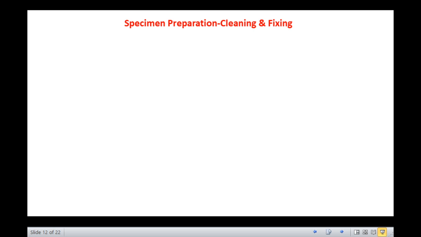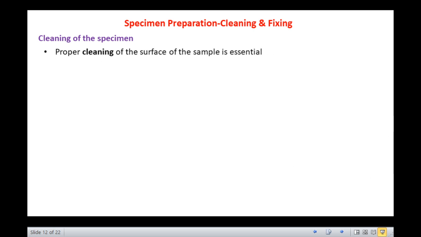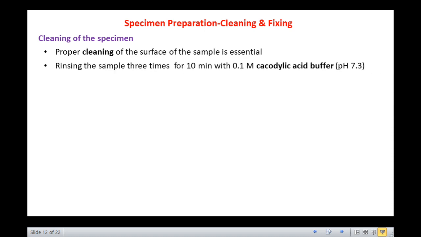Cleaning of the specimen. Proper cleaning of the surface of the sample is essential because the surface can contain unwanted deposits like dust, silt, or media components. The best way of cleaning is to carefully rinse the sample 3 times for 10 minutes in 0.1 molar cacodylic acid buffer with a pH of 7.4 at room temperature.